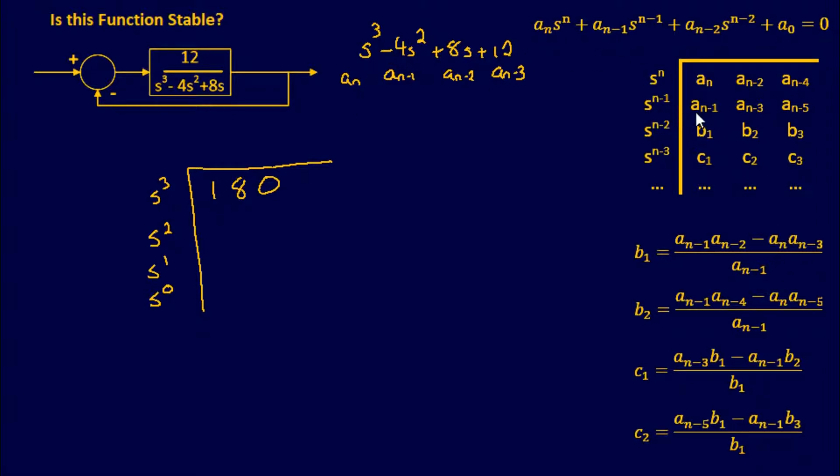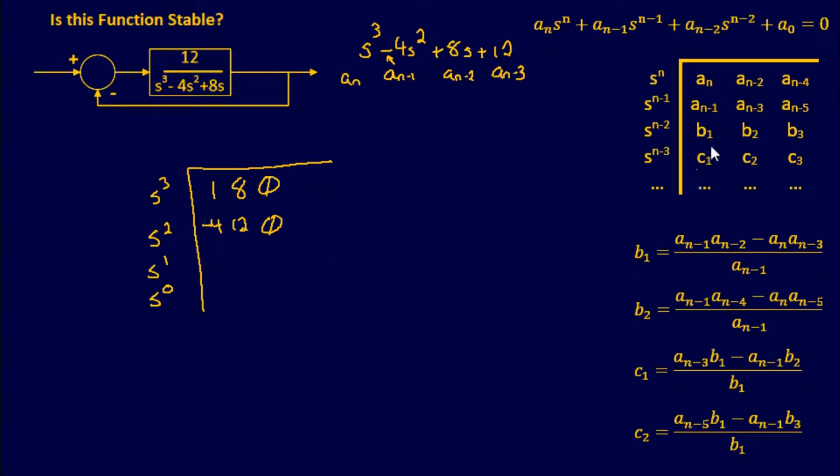Okay, next row. A of n negative 1, negative 4, negative 4. Okay. Next is A of n 3, so that's 12. And then we don't have a 5, so that's a 0. Okay. Here's where it gets fun with our equations.